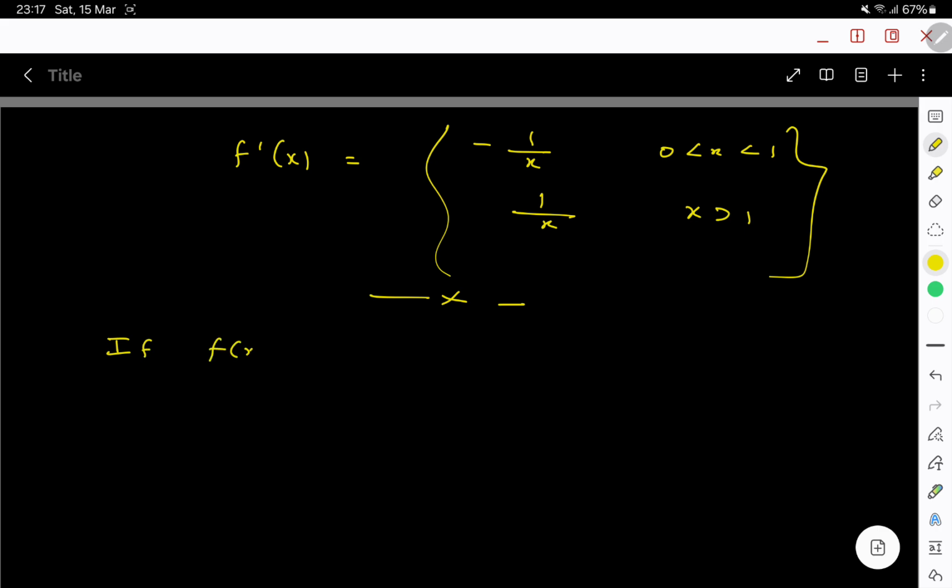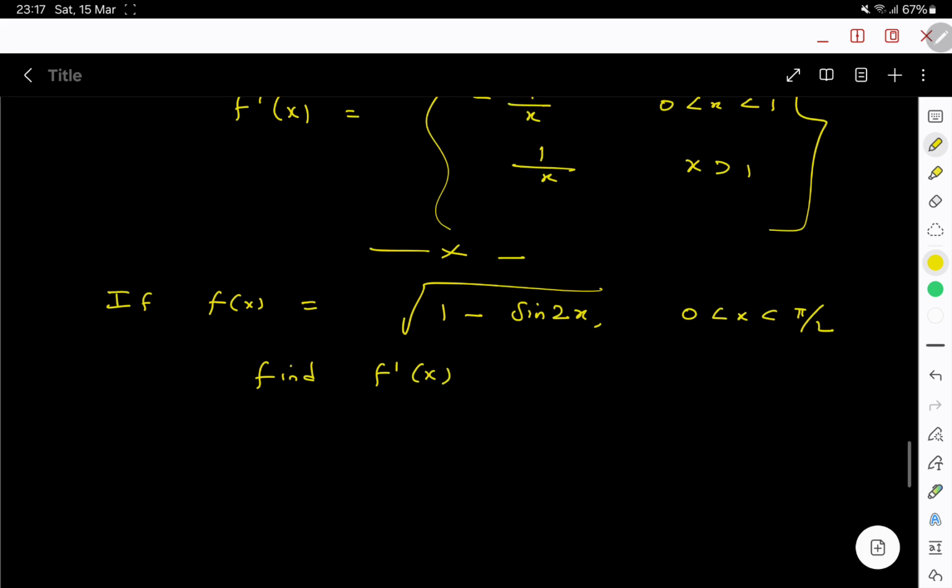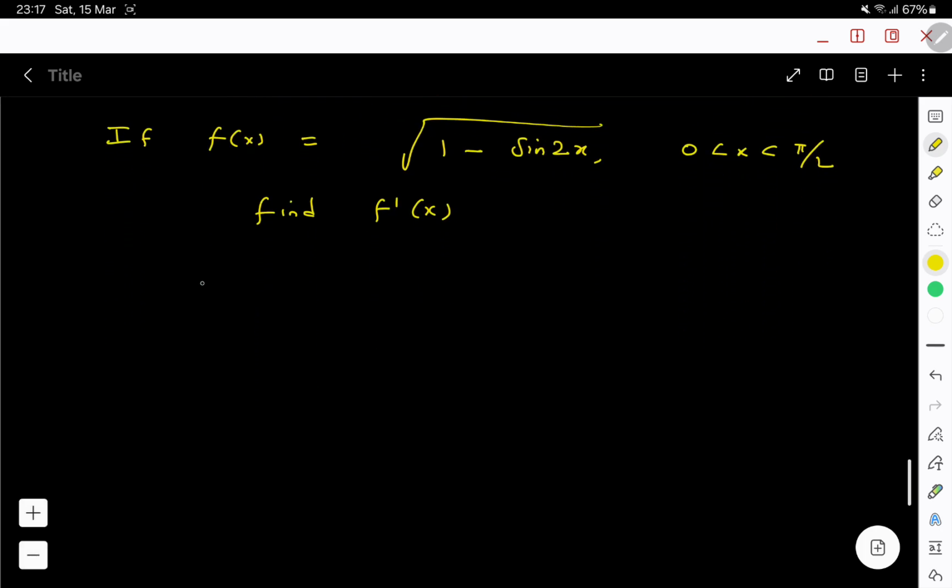If f of x is equal to under root of 1 minus sin 2x in the interval 0 to pi by 2, find f dash of x. First of all, we modify the function.